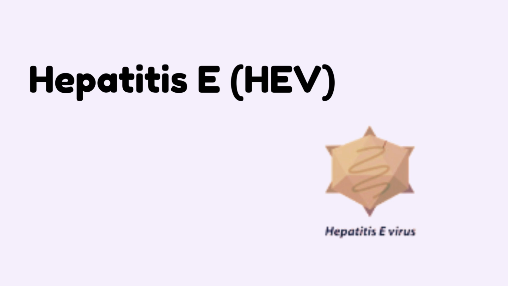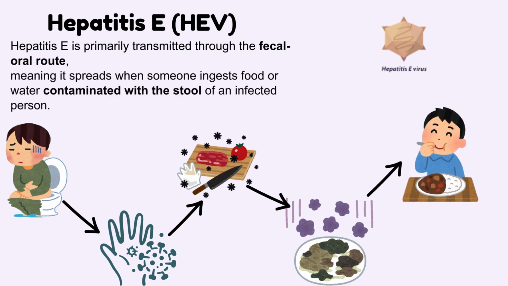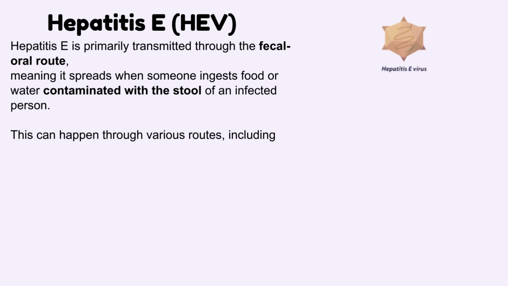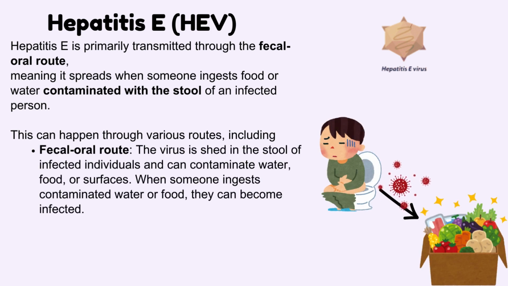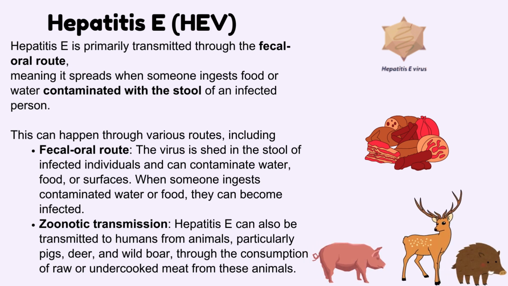Hepatitis E, HEV. Hepatitis E is primarily transmitted through the fecal-oral route, meaning it spreads when someone ingests food or water contaminated with the stool of an infected person. This can happen through various routes, including the fecal-oral route. The virus is shed in the stool of infected individuals and can contaminate water, food, or surfaces. When someone ingests contaminated water or food, they can become infected. Zoonotic transmission: hepatitis E can also be transmitted to humans from animals, particularly pigs, deer, and wild boar, through the consumption of raw or undercooked meat from these animals.